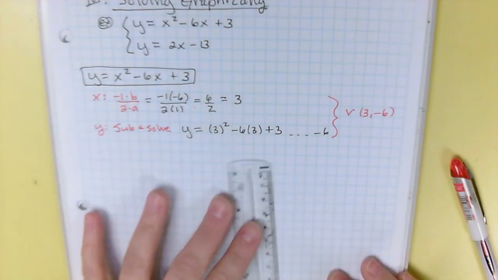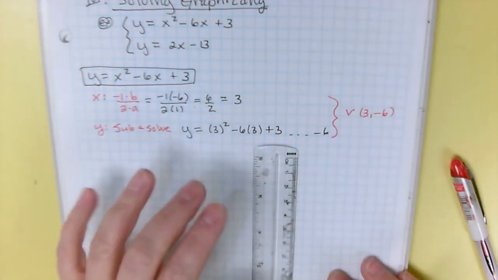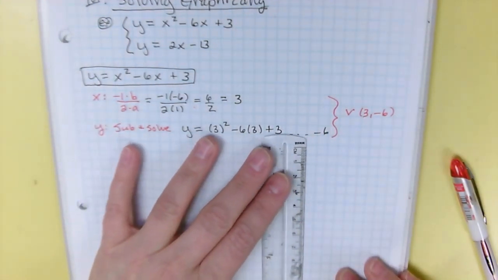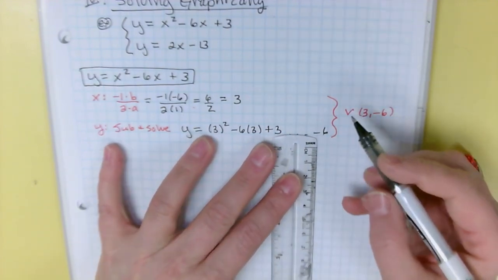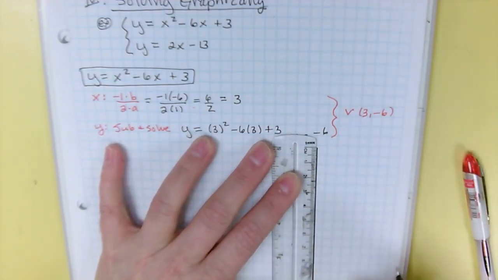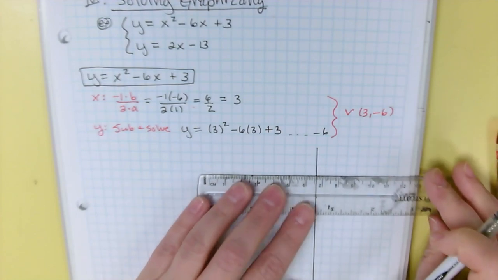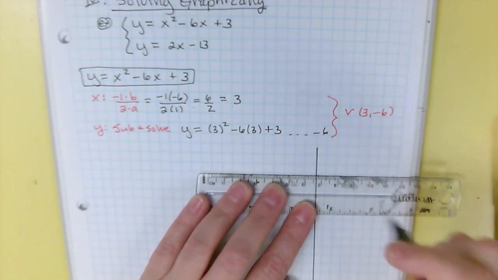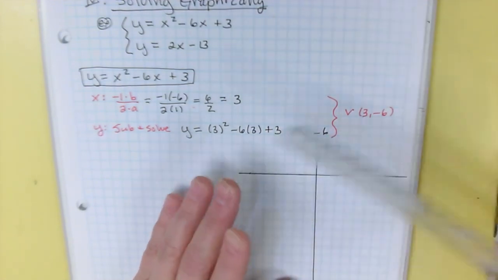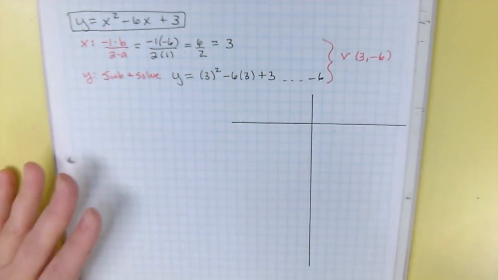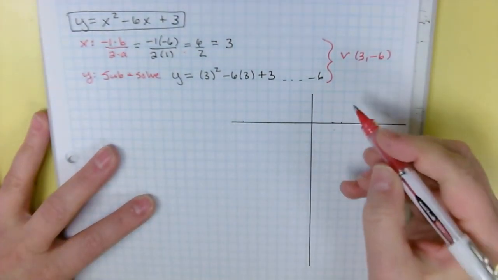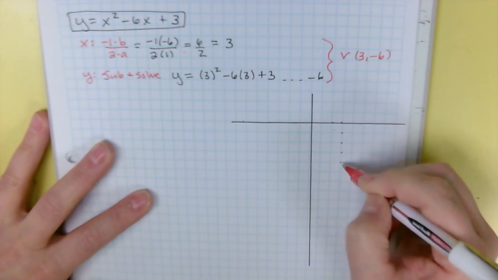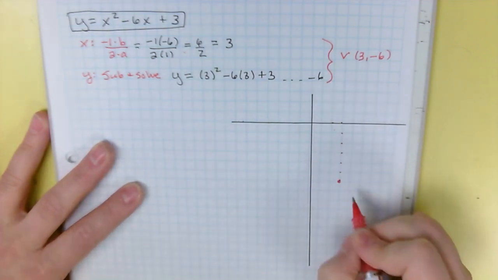Okay, so let's come over here, and our vertex is (3, -6), so you might want to push your x-axis up a little bit and give yourself a lot more room down below. So 3 to the right, 1, 2, 3, down 6, 1, 2, 3, 4, 5, 6. That's your vertex.